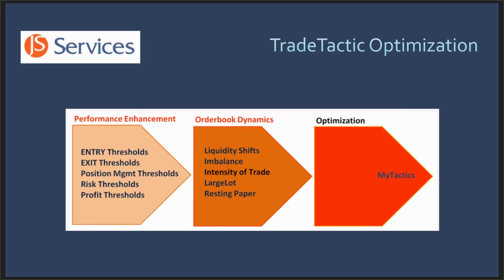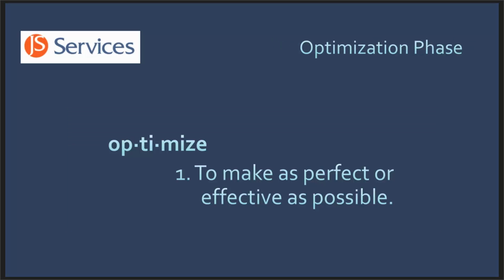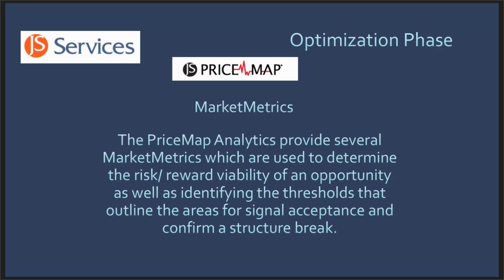We can enhance our entry with certain thresholds that I'm going to go over, exits, our position management, our risk thresholds, profit. We've got order book dynamics that we can pull into this, and ultimately to optimize what we're doing. And so, what is optimize? To make it as perfect, or as effective as possible.